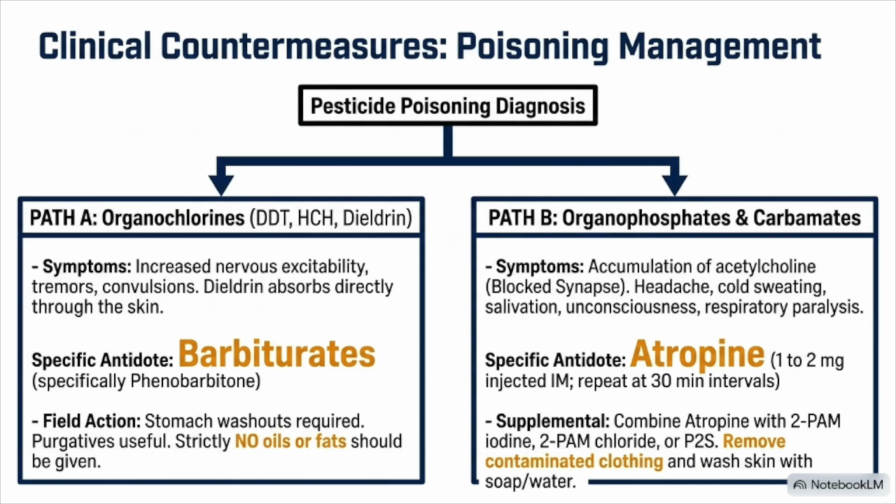Path B covers organophosphates and carbamates with symptoms from the accumulation of acetylcholine at the blocked synapse, including headache, cold sweating, salivation, unconsciousness, and respiratory paralysis. The specific antidote is atropine, 1 to 2 milligrams injected intramuscularly, repeated at 30-minute intervals, supplemented with 2-PAM iodide, 2-PAM chloride or P2S, along with removing contaminated clothing and washing the skin with soap and water.